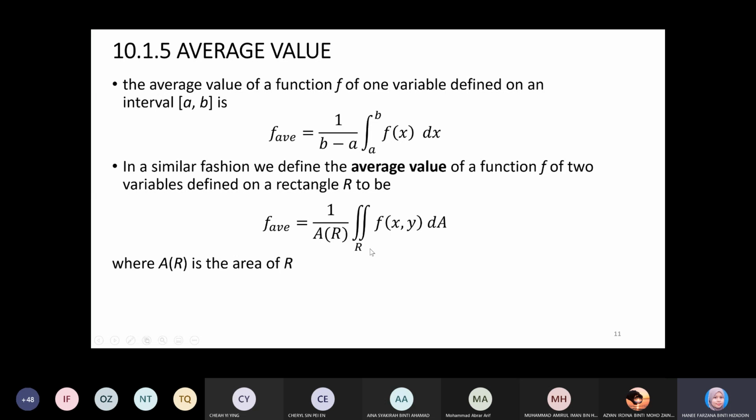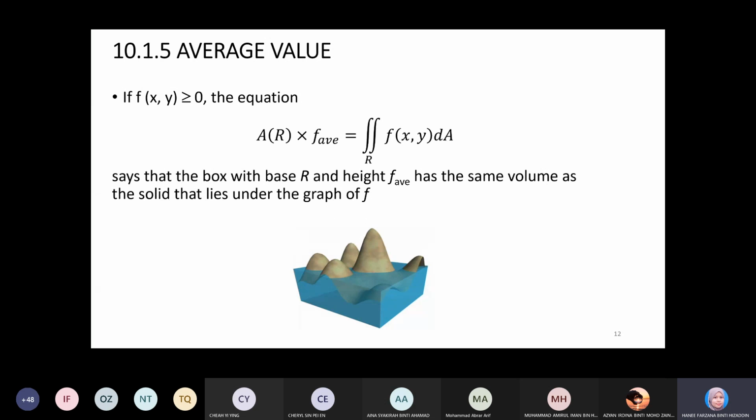So what's the purpose of knowing about this average value? If you look at your notes, it says that if you have this function z, so z is a curve, this is z, this is x, and this is y, so you have a function, anything, a mountainous region or something, right?